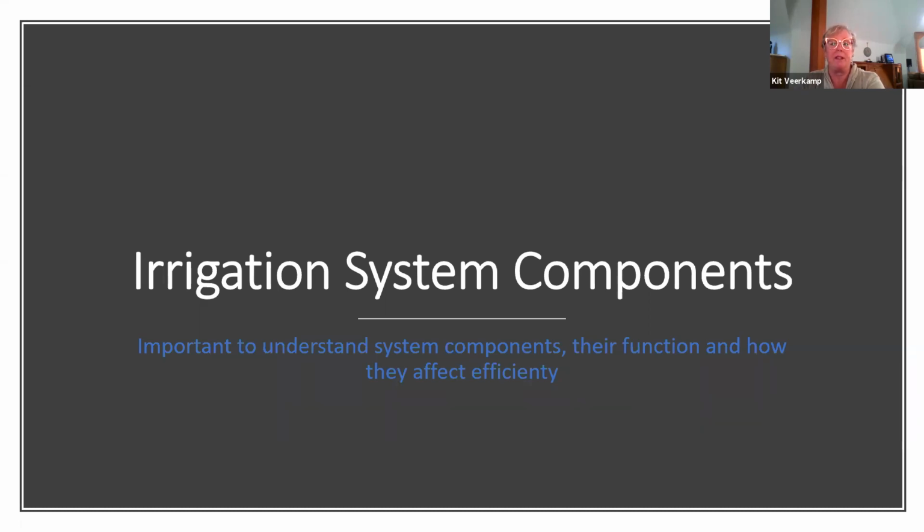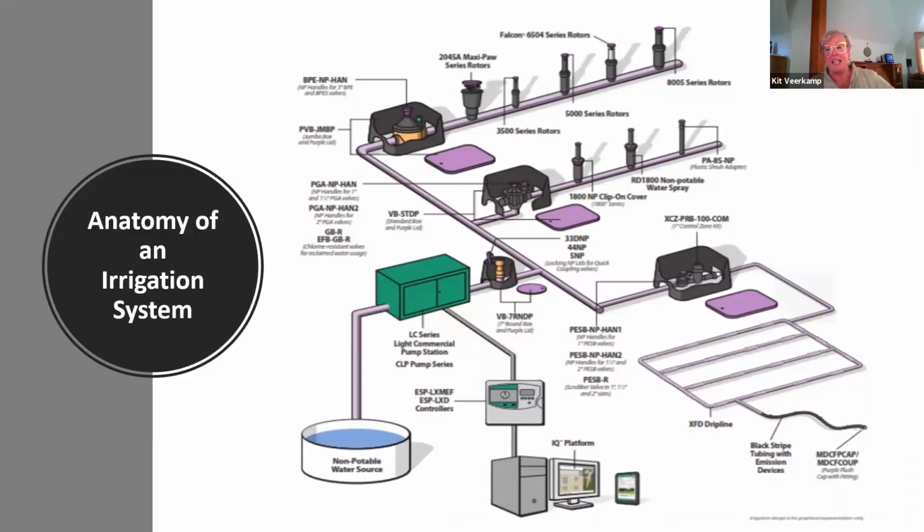So we're going to talk about the irrigation system components, because a functional, efficient irrigation system is necessary to be efficient with your water application. So this is an anatomy of an irrigation system in general. This is a standard irrigation system. You've got your water meter out at the street. You've got irrigation controllers. You've got remote control valves.